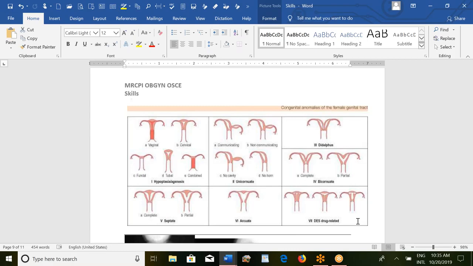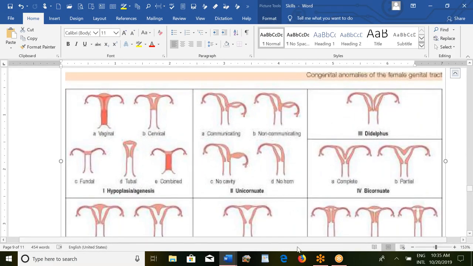A unicornuate uterus as such will not cause any problem. But the problem will come if it has a non-communicating horn, then they may come with a swelling in the abdomen and severe pain, and in that condition, you will have to go for laparoscopic removal of it. Even in communicating, sometimes the cornual pregnancies are also high.